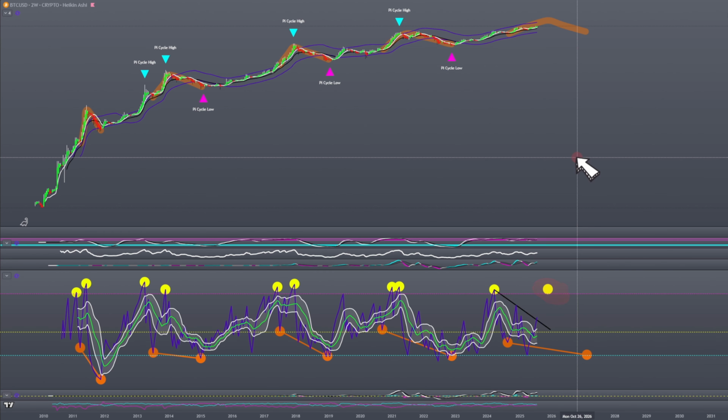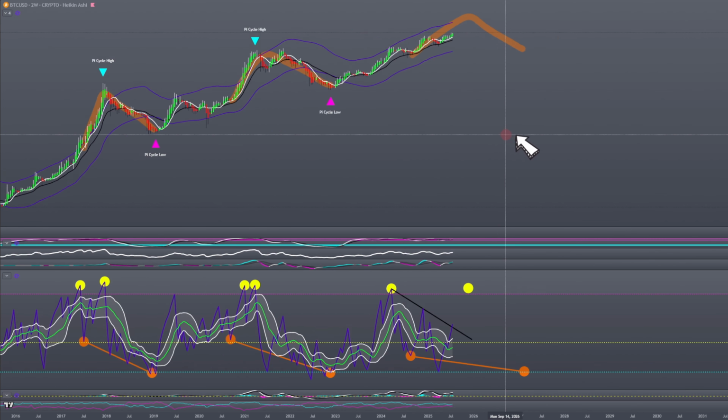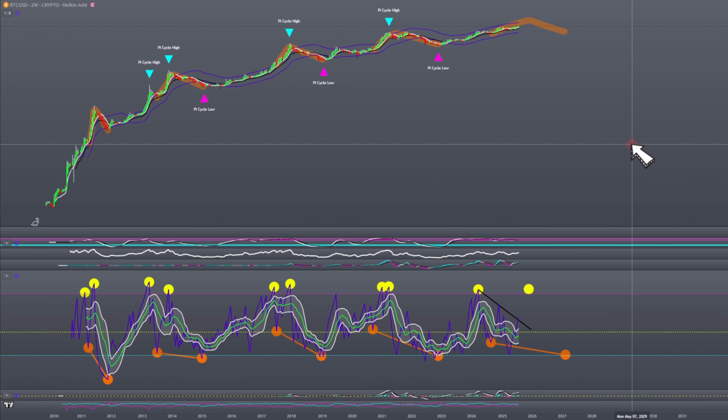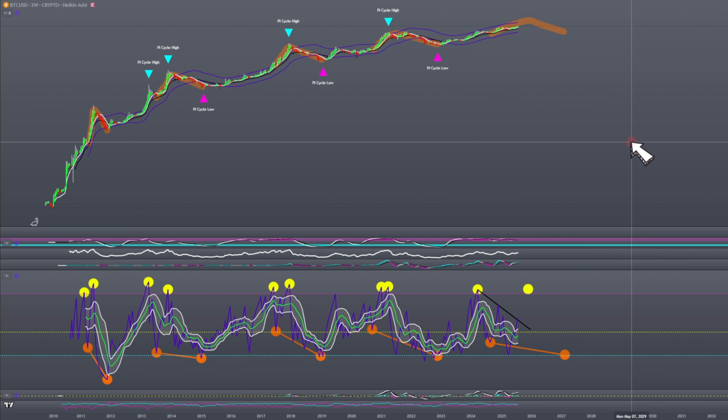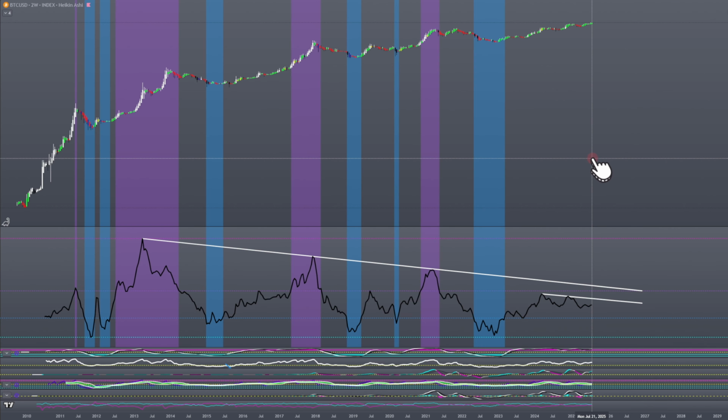We can also see that the RVI here, this resistance has been broken as well, so that's a very good thing to be seeing. But yeah, I have a post on X about this as well, if you want to go look at that, for me to go over this a little bit more in depth, or if you just want to skim through my past videos.